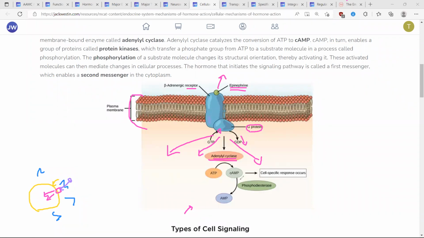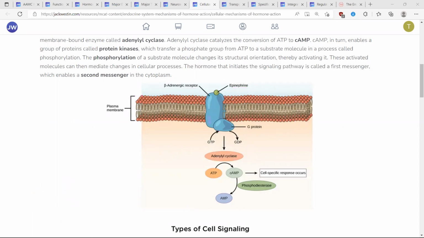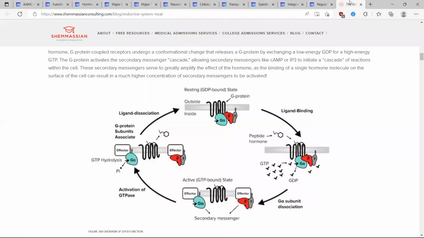So this is very powerful. This signaling system is very strong because we can really get a lot of signaling power out of just one hormone. And that's how hormones can really effectively alter and respond very quickly to whatever the situation is in our body. So does that make sense? Any questions about this G protein situation?